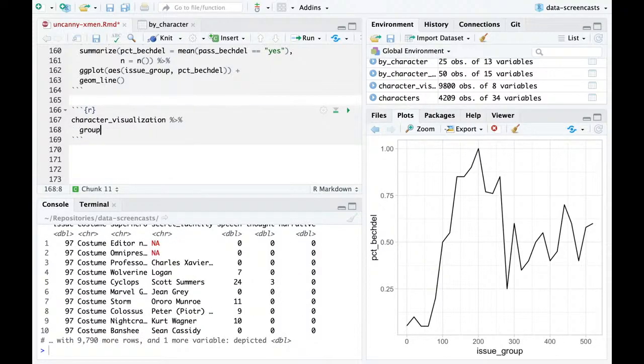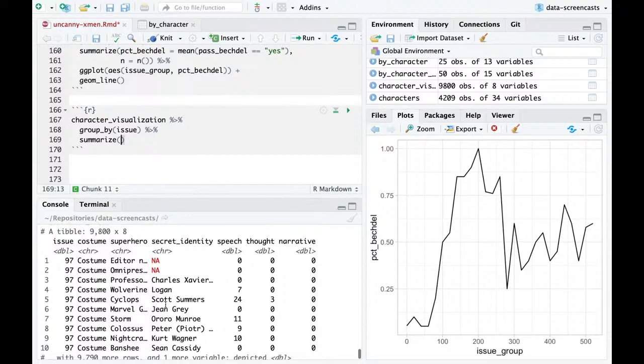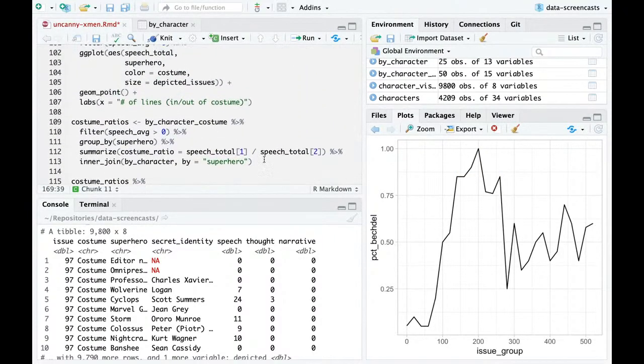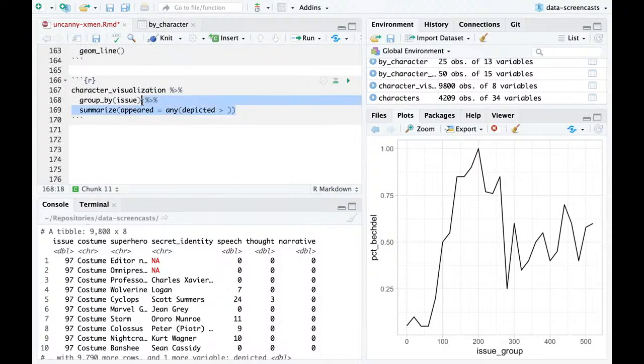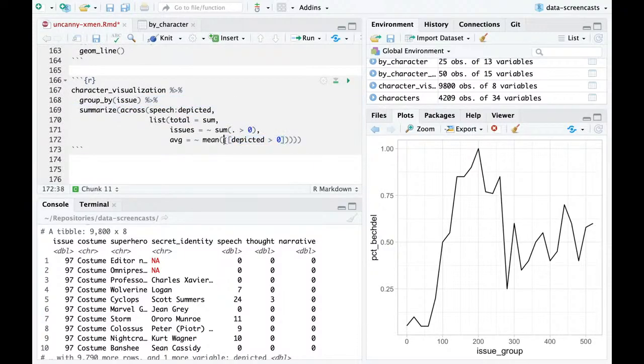Instead, I'm going to group this by issue. I'm going to summarize it as appeared is any depicted. Actually, I'm just going to use my earlier aggregation. I take it back. Here we go. And average is this where depicted is greater than 0. Average does not mean the same thing here. It's only 1. Group by issue. And I'm going to say, I don't care if you're in costume or not.